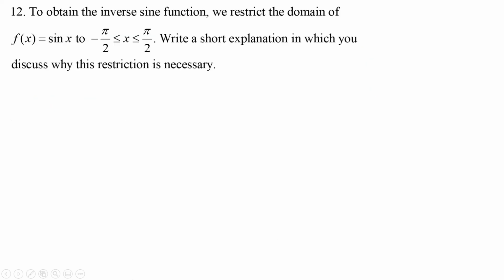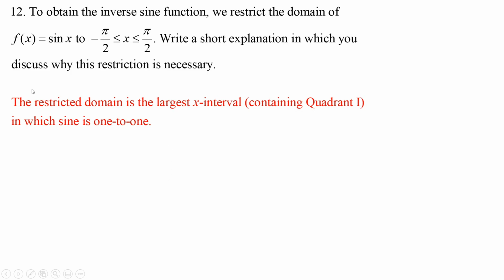Okay. To obtain the inverse sine function, we restrict the domain of f of x equals sine of x to -pi over 2 is less than or equal to x, and x is less than or equal to pi over 2. Write a short explanation in which you discuss why this restriction is necessary. Well, in layman's terms, for a function to have an inverse, doesn't it have to be 1-to-1? And sine is obviously not 1-to-1. All right, sine oscillates between -1 and 1 forever and ever and ever. It's periodic.